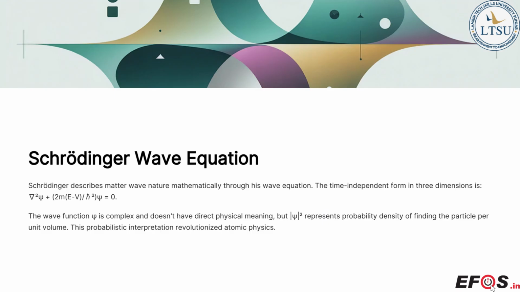While de Broglie gave us the wavelength, Schrödinger provided the wave equation, which is the mathematical description of matter waves. The time-independent form is shown here. The core of this equation is the wave function, ψ. While ψ itself is complex and has no direct physical meaning, the square of its magnitude, |ψ|², has profound significance. It represents the probability density of finding the particle per unit volume. This probabilistic interpretation of the wave function is one of the key cornerstones that revolutionized atomic physics.